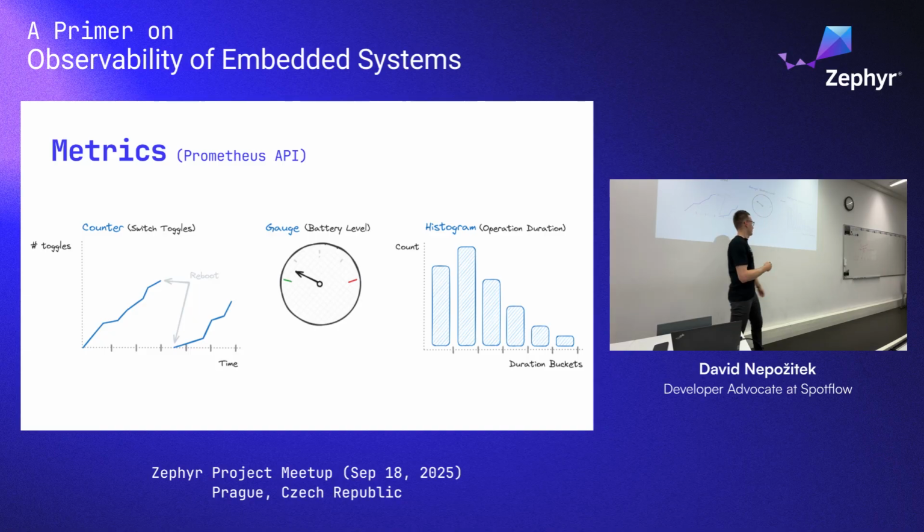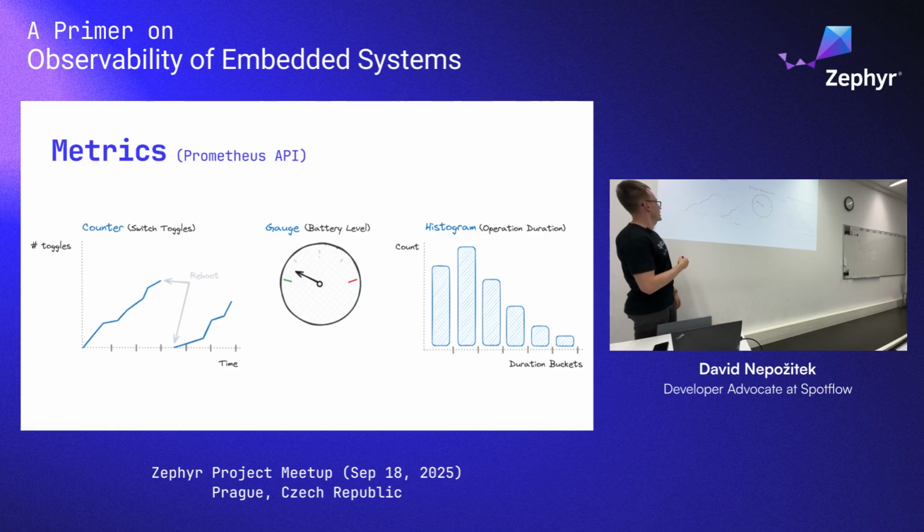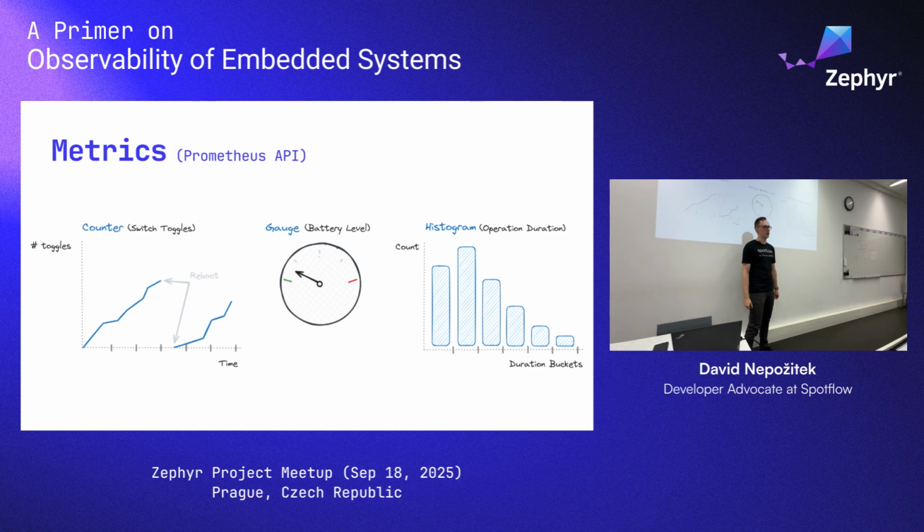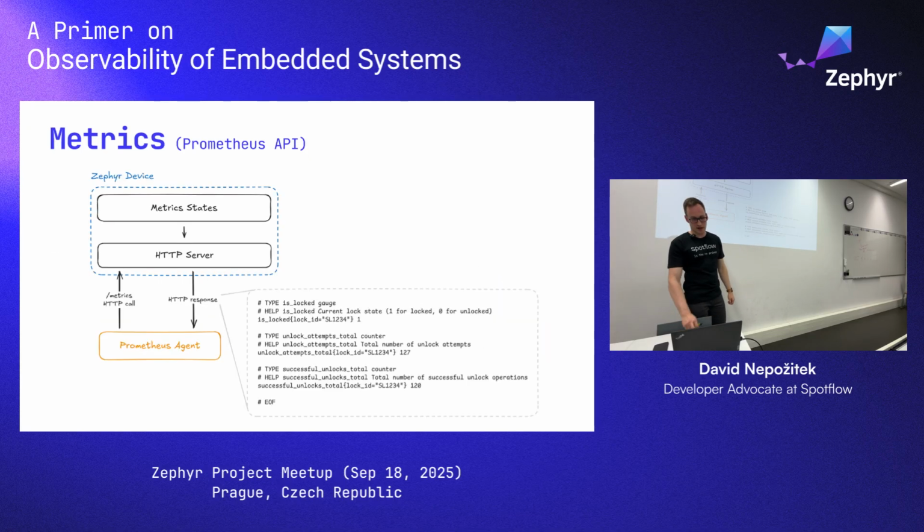And these are the three most basic types of metrics. We've got a counter, which is basically an integer which can go only up. We've got a gauge, which you would use if you need to go up and down. So for example, if you want to report the battery level, you would use a gauge. And then a histogram, which is usually used to measure the duration of some operations, so you can later compute percentiles from the buckets. So these are the basic types of metrics.